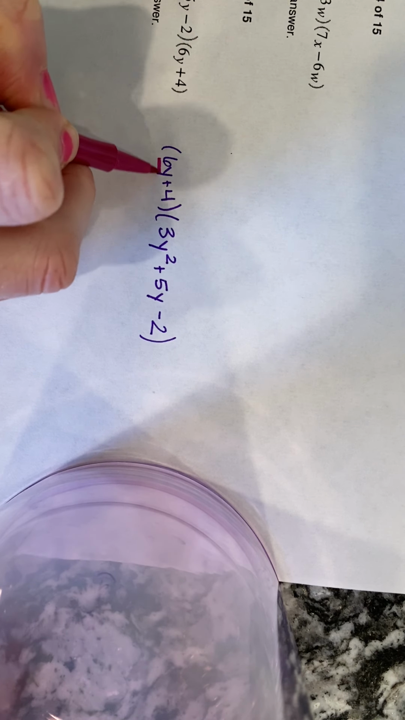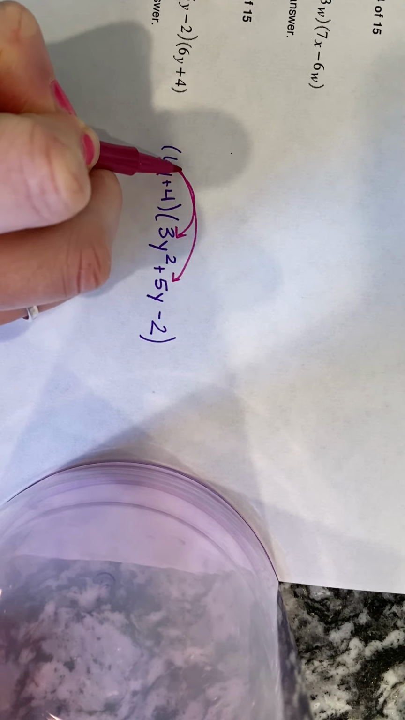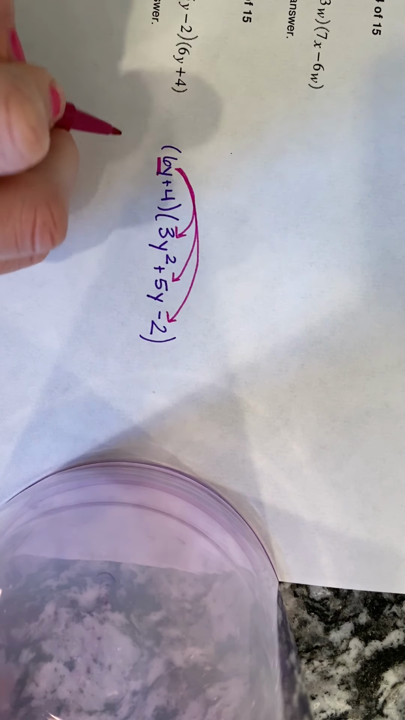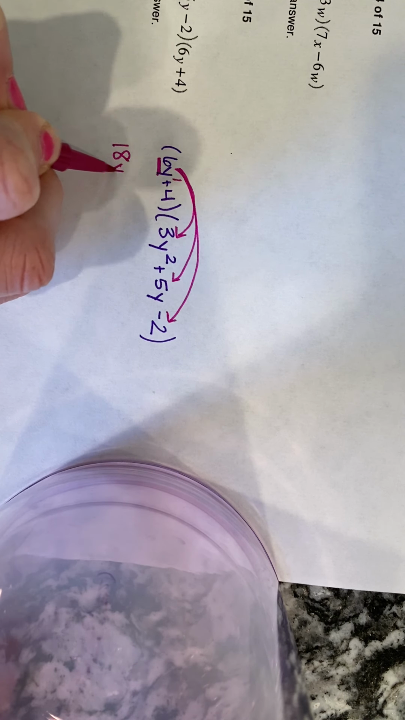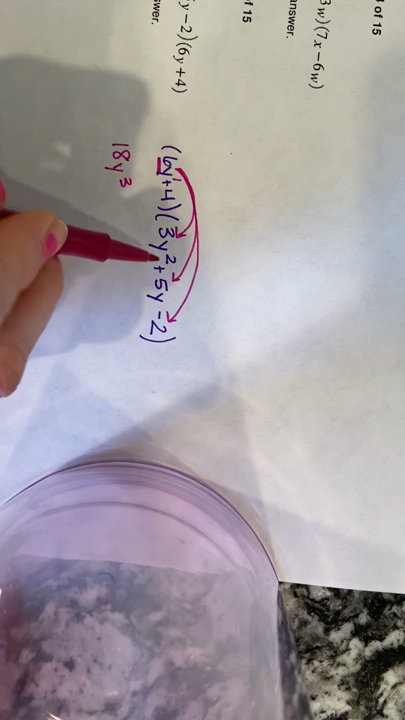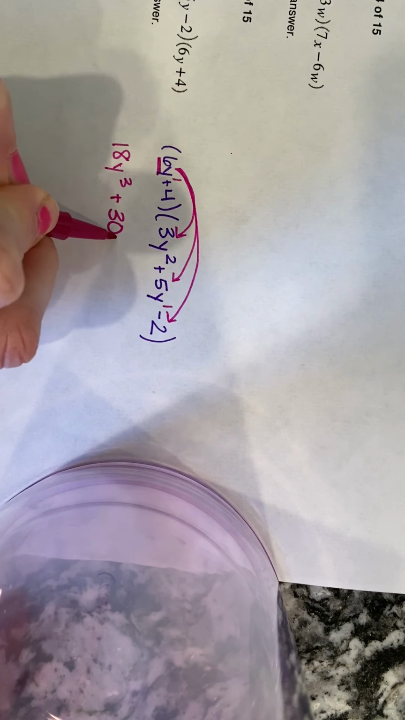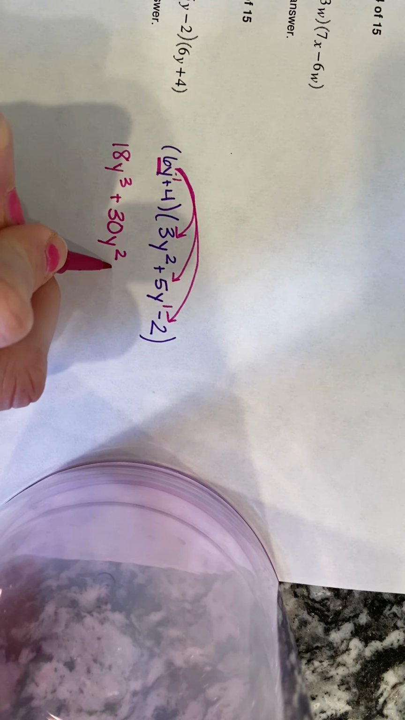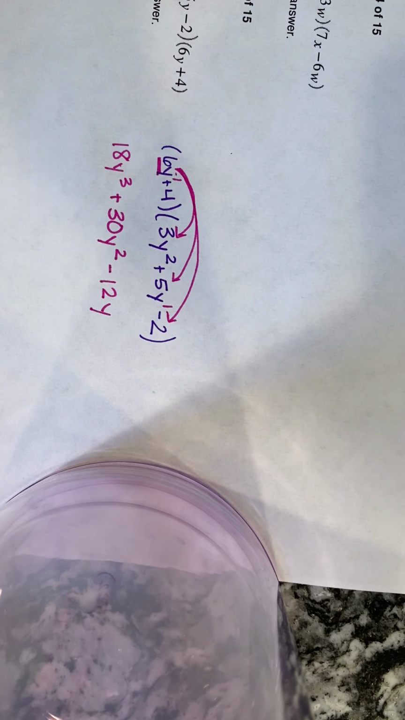Okay, so we're going to take 6y, and he's going to go to 3 different places. So 6 times 3 is 18. I have 1y and 2 y's, so now I have y cubed. 6 times 5 is 30. 1y and 1y, I have y squared. And then 6 times negative 2 is negative 12y. Okay, we are done with that 6y.